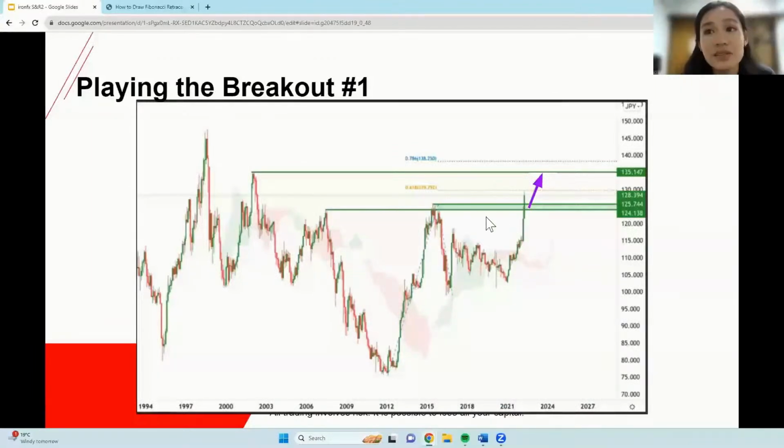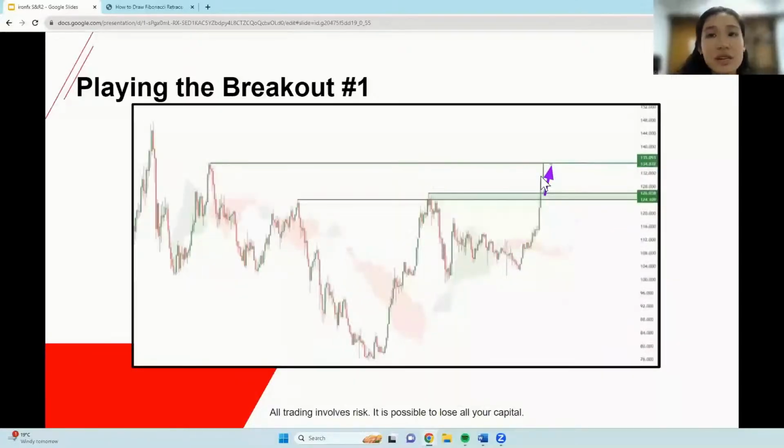So I have a resistance level here. We have two swing highs, and then I have another swing high resistance here at 135.147. Okay, so from this level, price has broken out of this confluence area, this multiple swing high resistance. So we're expecting it to continue to shoot upwards towards any one of these levels. Okay, and that's exactly what it did over here.